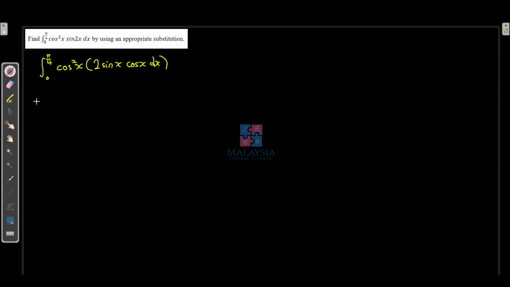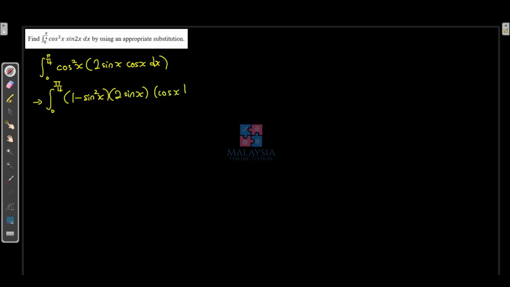After you get this, you know that the cos squared x we can change into 1 minus sine squared. So 0 until pi over 4, we have 1 minus sine squared x. And then you can see that everything else is going to be sine except for the cos there. So what we can do here, we can write 1 minus sine squared times 2 sine x, and then the cos x dx, we make them together.